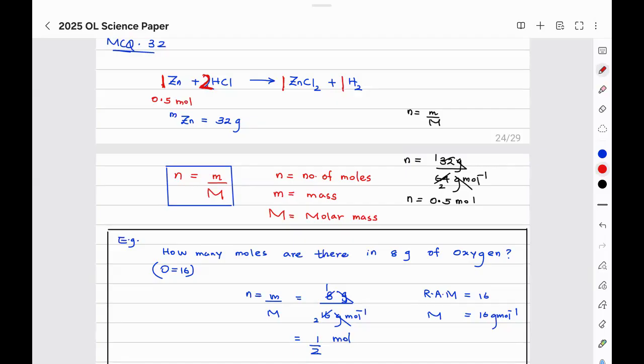Then tell me, 0.5 moles of zinc is reacting to produce how much H2? Very simple. 0.5. Yes, right? If 1 mole of zinc is producing 1 mole of H2, 0.5 moles of zinc produces 0.5 moles of H2. Raise your hand those who understood that logic. Very simple thing. It's not a big deal. Right?